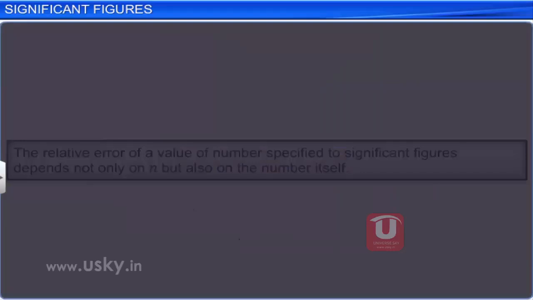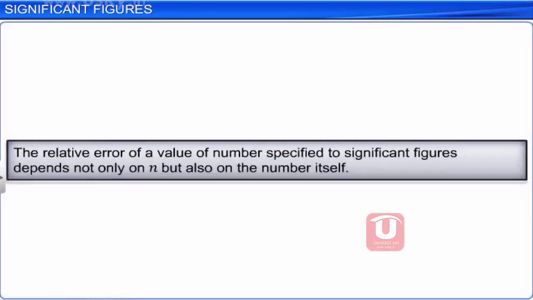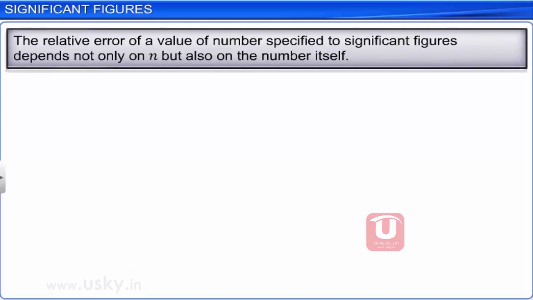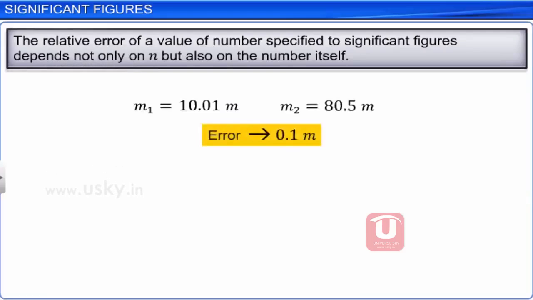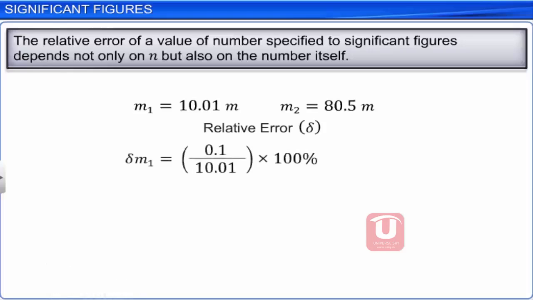Thus, the result also has two significant digits, which is same as the original data. Rule number 2 says that the relative error of a value of a number specified to significant figures depends not only on n, but also on the number itself. If there are two quantities, say 10.01 meters and 80.5 meters, both carrying an error of 0.1 meter, then the relative error in 10.01 meters is plus or minus 1%, while the same for 80.5 meters is 0.12%.